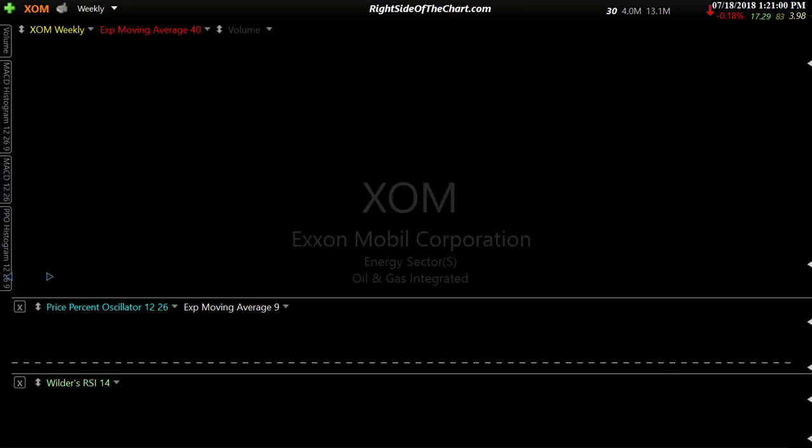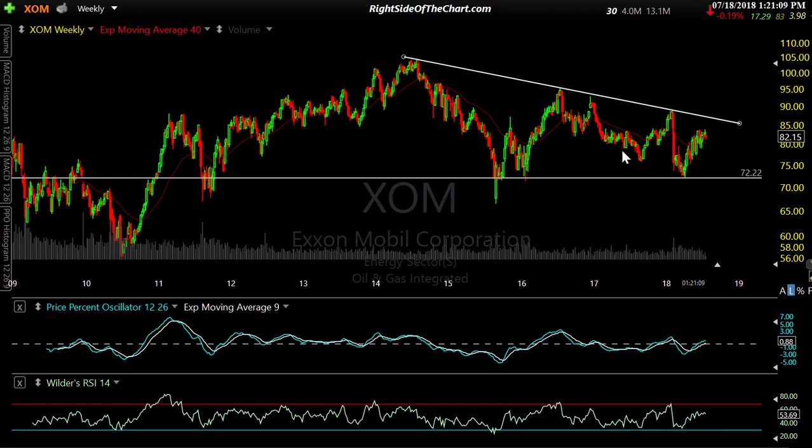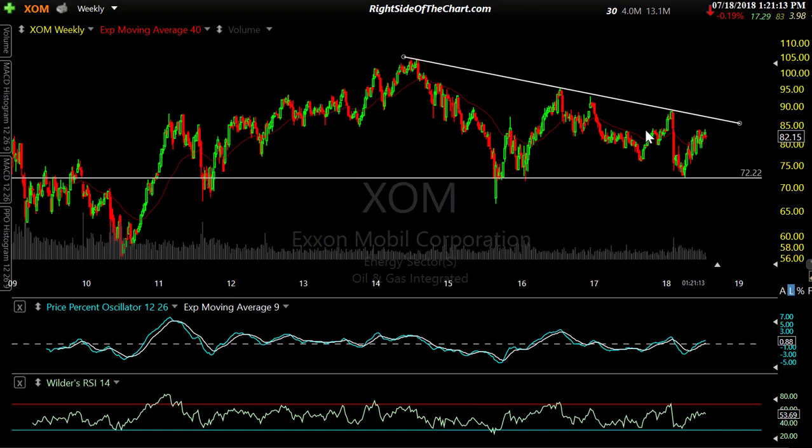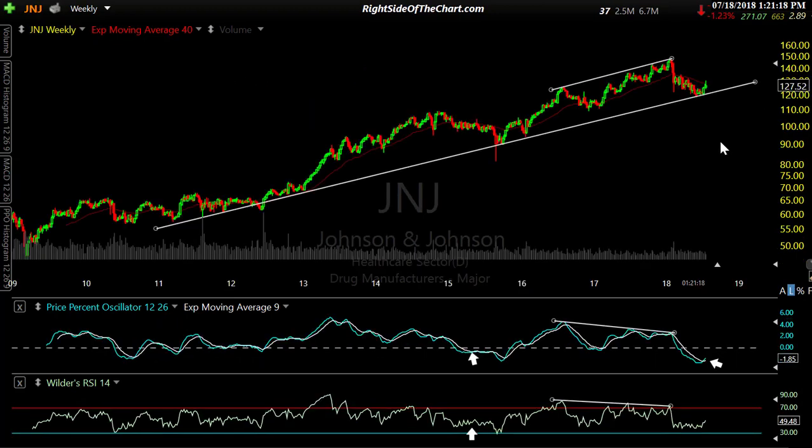Weekly chart. I don't have a great read on the weekly chart. I can tell you there's some support here around 72 or so, and there's a downtrend line there. So let's just move on to ExxonMobil, away from that one. Next one up. I'm on a weekly time frame, so I'll stay here and then go down to the daily. This is JNJ. Here's your weekly time frame.